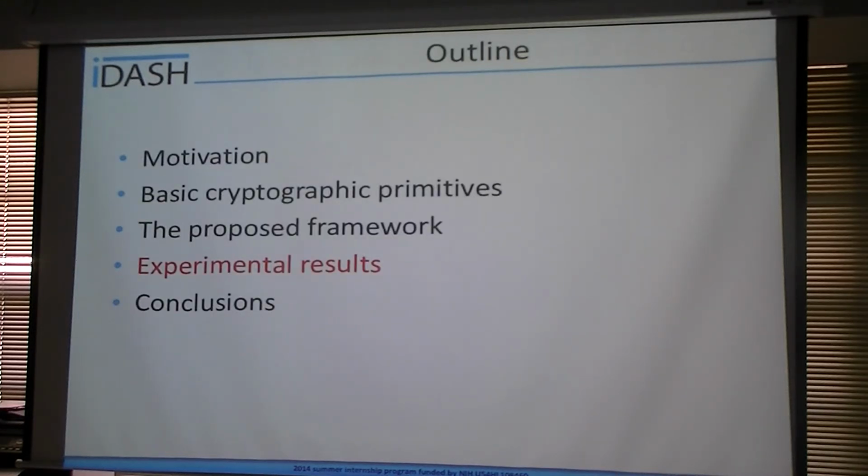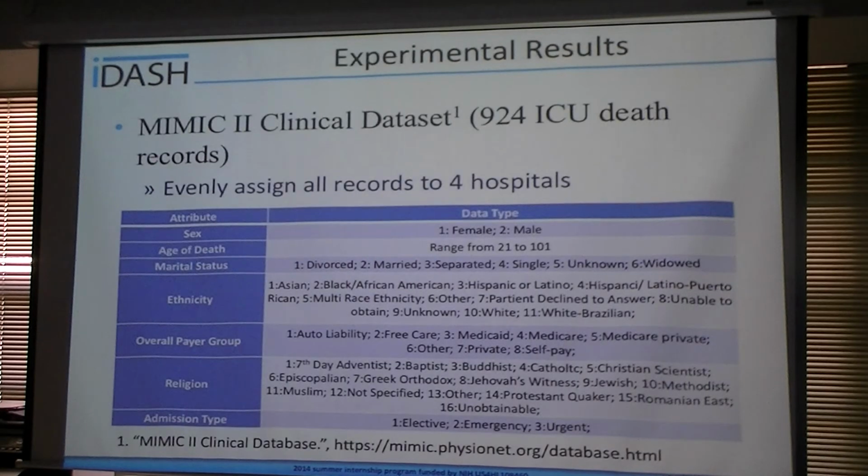The next section is the experiment results. We have extracted 924 ICU death records from the MIMIC-2 clinical dataset. This table below shows the attributes of each record. We evenly split these ICU death records among 4 hospitals, 231 records each.